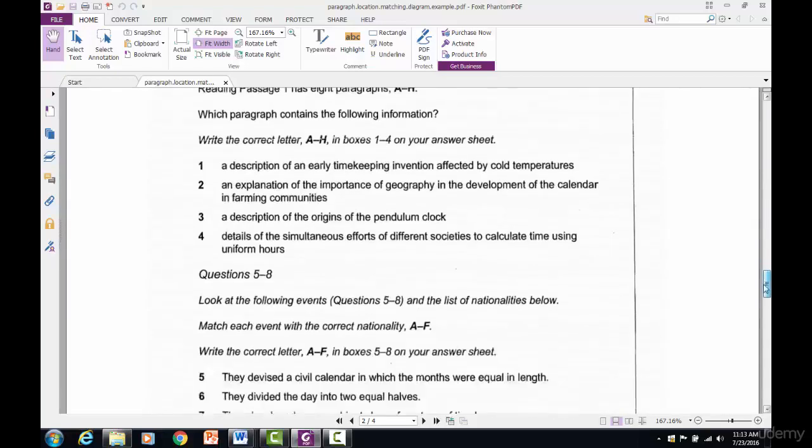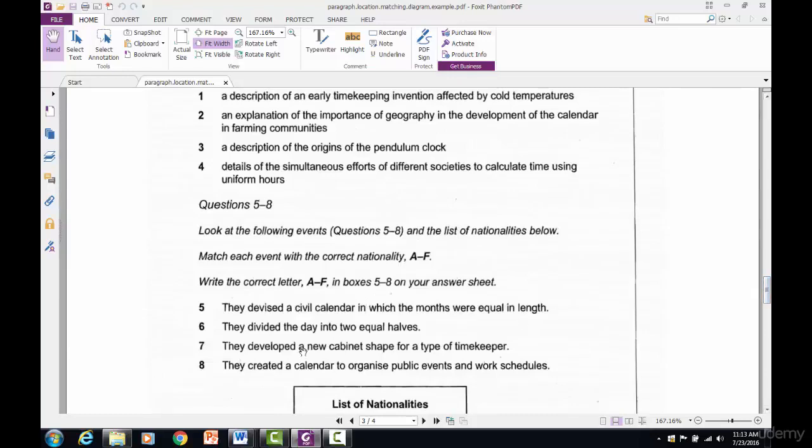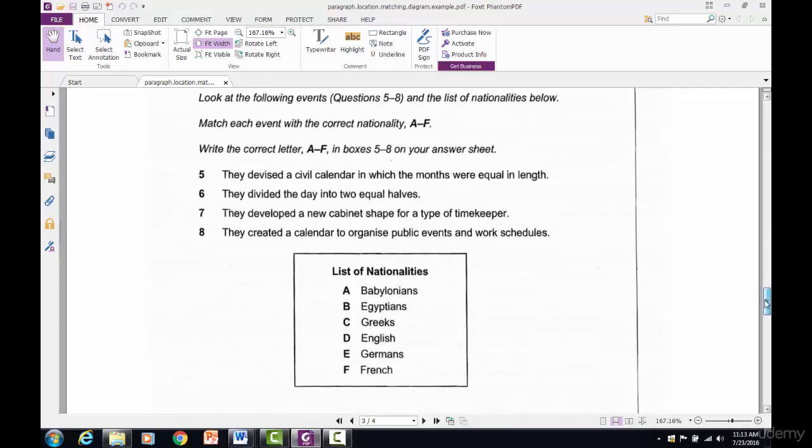I think that's a match. Yeah, that's a match for number 6. They divide the day into 2 equal halves. So Germany doesn't match anything, but the French, the correct answer for number 6 is F.